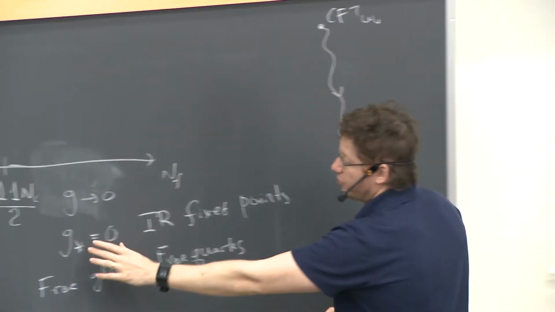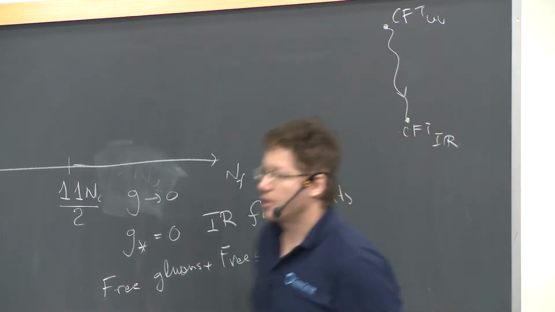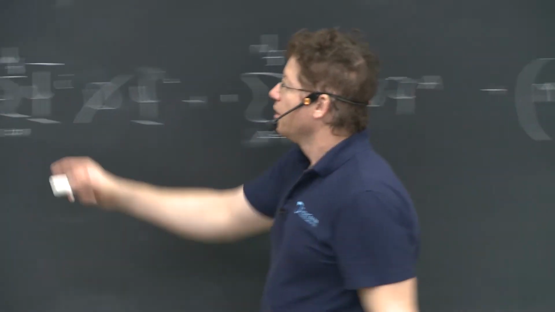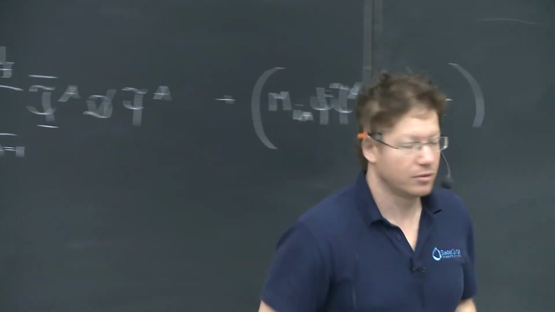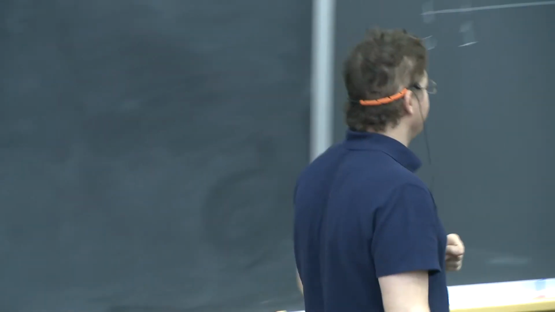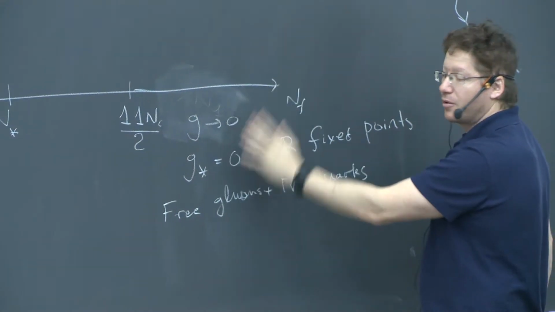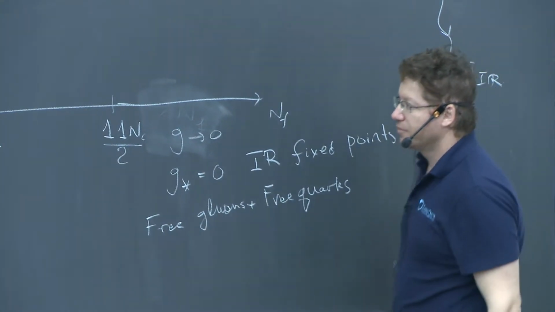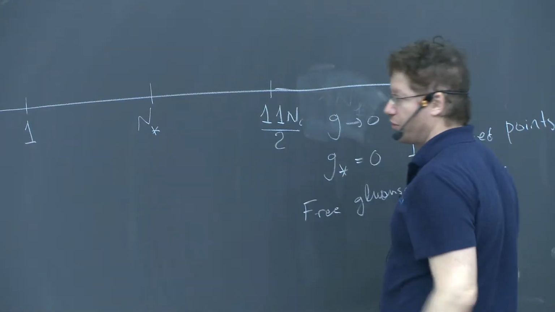So when we say that g star equals 0 is an infrared fixed point, what we mean is that the operator F squared, which is the Yang-Mills interaction term, is irrelevant. So if you add it with a tiny coefficient, it decays back to 0. Okay, so g star equals 0 is an infrared fixed point, and it's a boring fixed point. Here we have a boring fixed point, it just has free fields. And now we want to discuss this window. This is much more interesting.